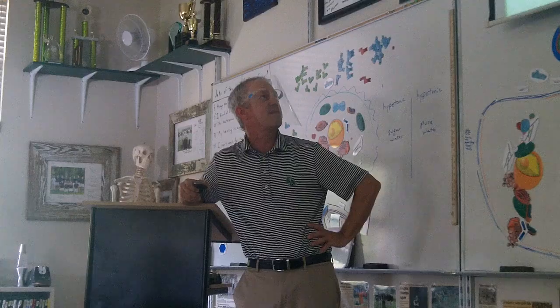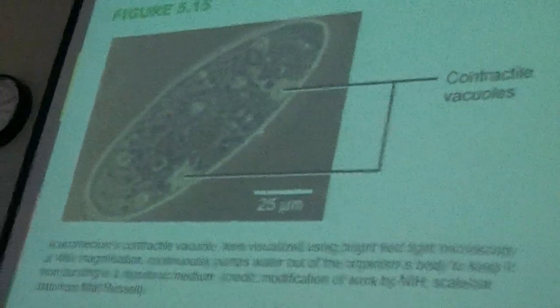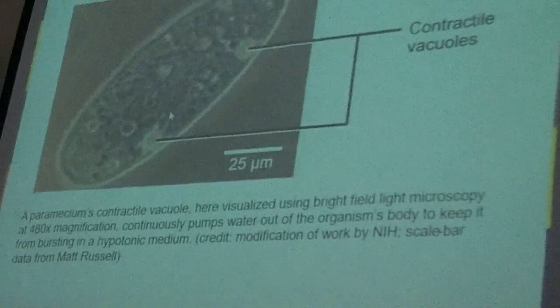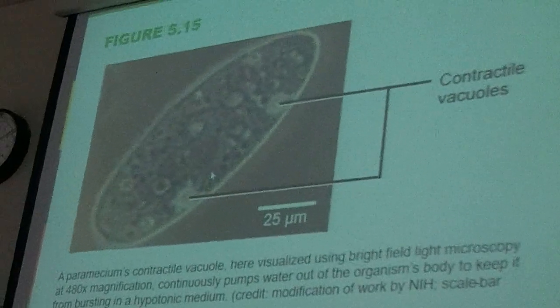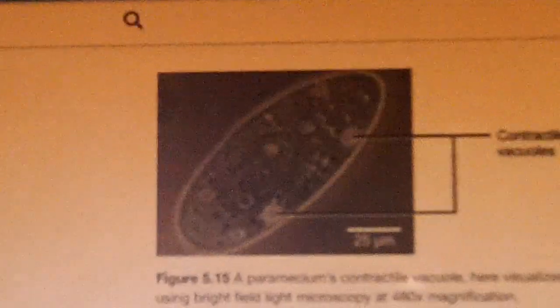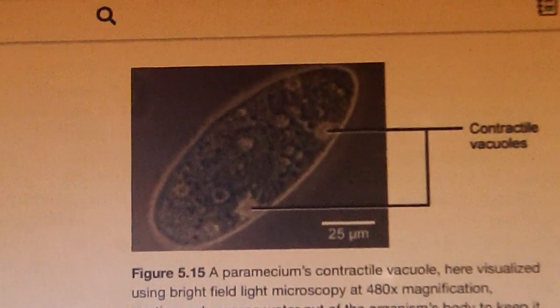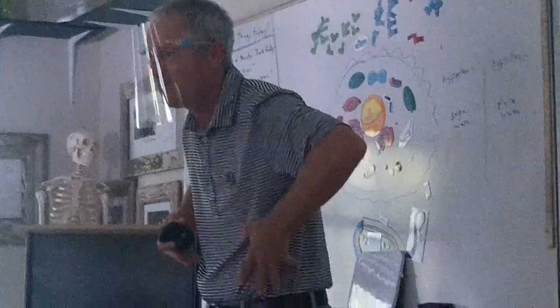Hey, here's a paramecium. Have you ever seen one of these under the microscope? Yep. I got some ordered second semester. We'll go look at them. They have special vacuoles called contractile vacuoles. See, Paramecium live in fresh water. So that's a hypotonic solution. Water's always rushing inside their cell.